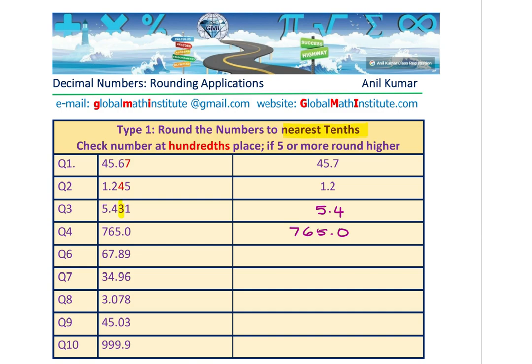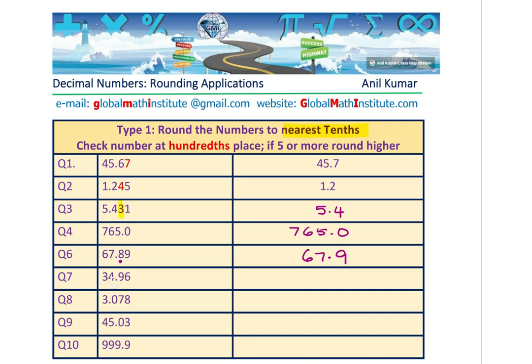Perfect. Now, 67.89. We have to round to tens place, which is, we are looking at 8. 8 will become 8 or 9 depending on what is next to it. The number next to it is 9, more than 5, right? So it will round higher, and therefore this will be 67.9. Perfect. So that is how the rounding goes.